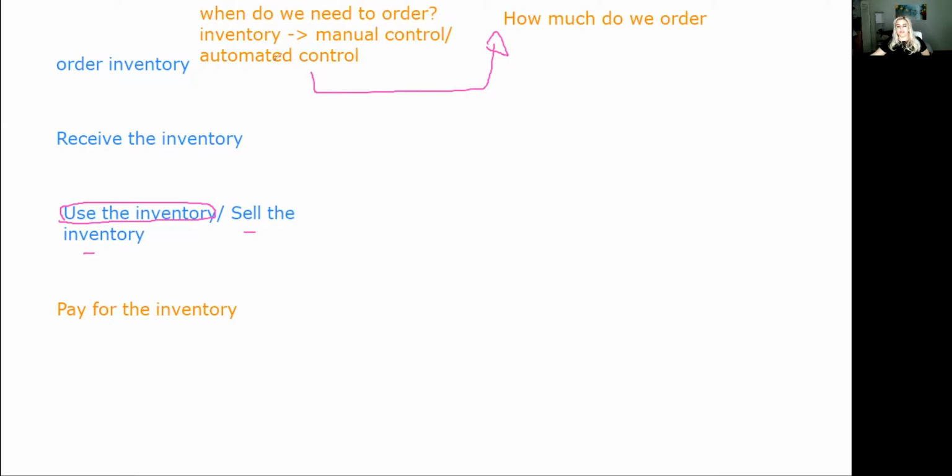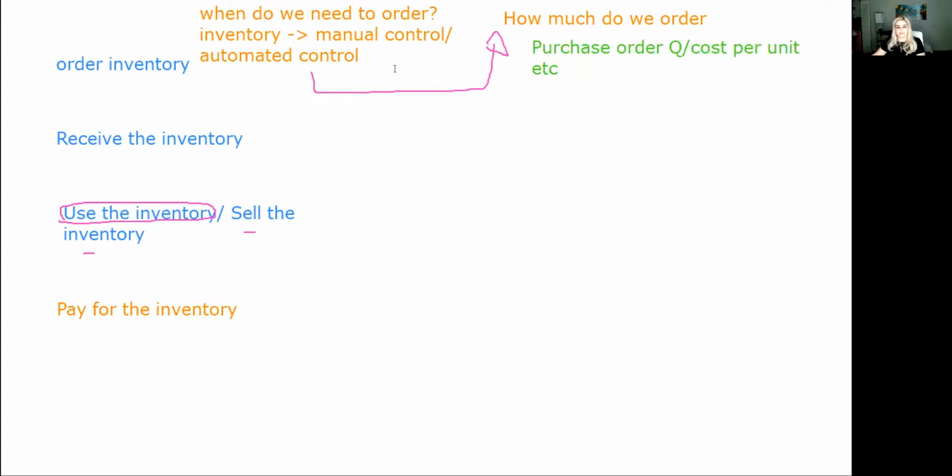But in order to do that, we actually have to issue documentation that facilitates this process. And what we call this document is a purchase order. Okay, and what the purchase order tells us is how much of a certain item we need. So a purchase order is going to talk about quantity, cost per unit, and other items, okay?